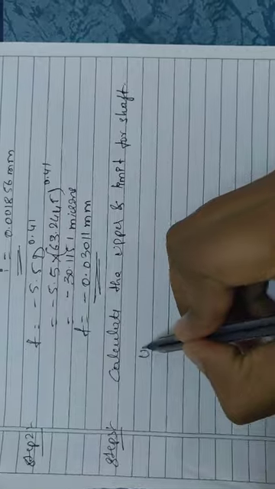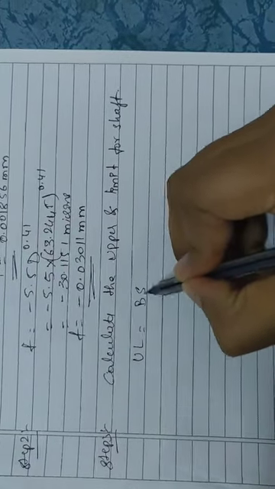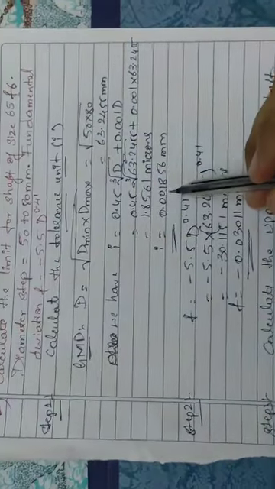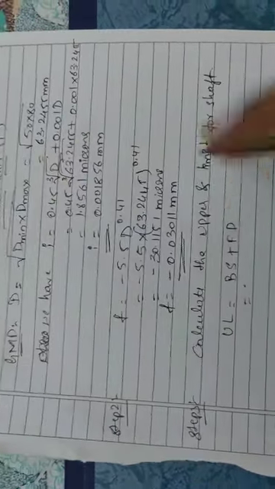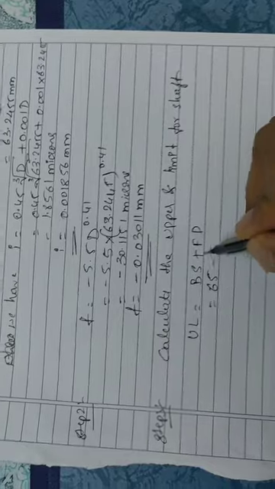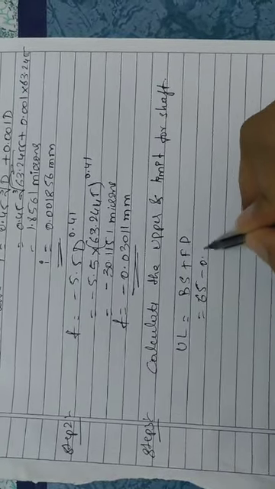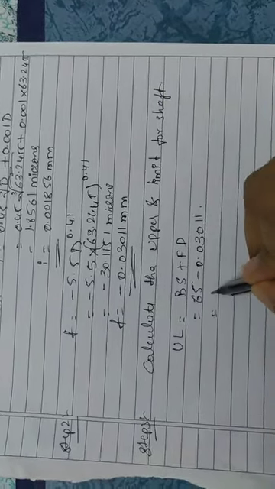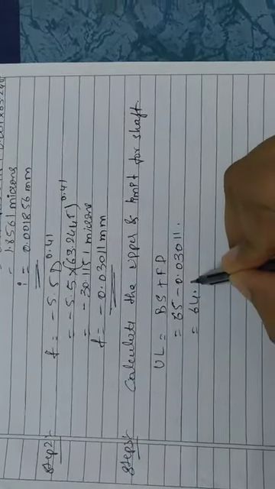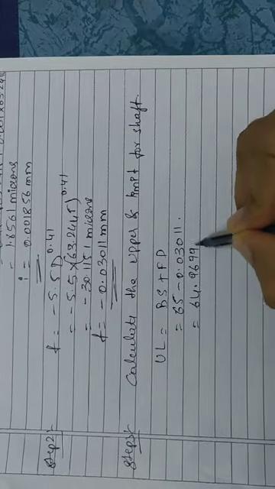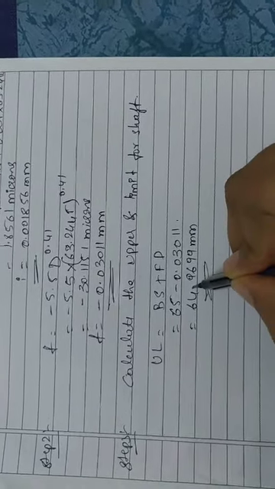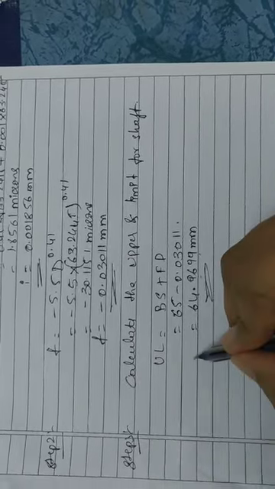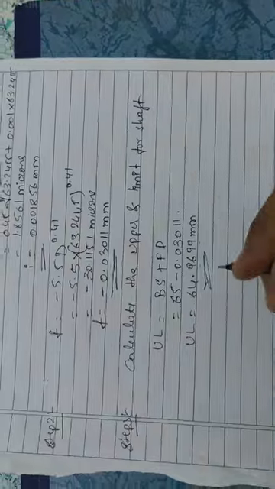So the upper limit formula is equal to basic size plus fundamental deviation. The basic size is 65, given in the problem itself, and the fundamental deviation is minus 0.03011. So the final value we get is 64.9699 mm. After the decimal point you have to mention a minimum of 4 decimal places in this type of problem.